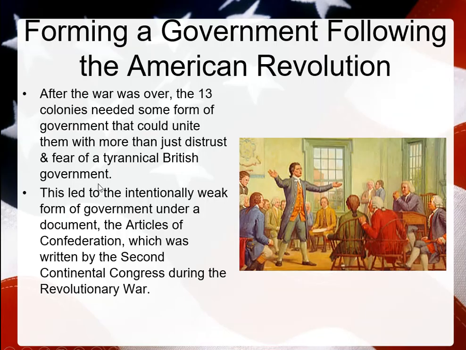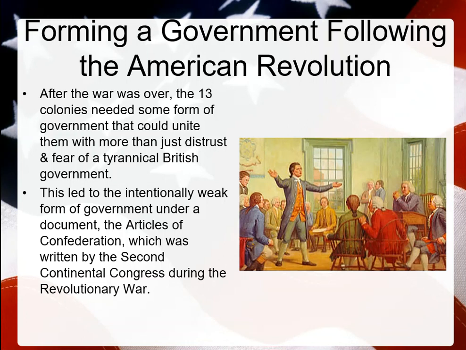So let's begin. After the war was over, we have 13 colonies, and they're looking for a form of government that can unite all of them together. Remember, they don't like each other. Well, I shouldn't say they don't like each other. They don't. So not all the colonies are united. But they all were united under a distrust for British oppression or tyranny or anything like that. So that kind of united them, right?